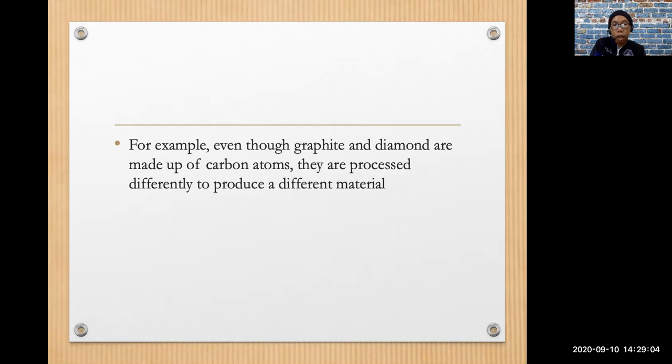Katulad ng example na to, graphite and diamond are made up of carbon atoms. They are processed differently to produce a different material. Pareho silang made from carbon atoms, pero yung quality nila, may mga properties sila na distinct, although they come from the same carbon atom. So iba yung process na ginamit para ma-produce yung ganitong klaseng material. Thermal properties, ano pa ba? Optical.